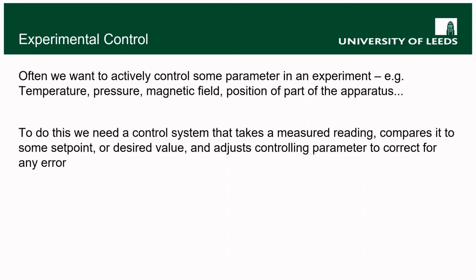To do this, you need some kind of control system that takes in some measurement reading, compares it to some kind of set point, and then computes some kind of control value, or adjusts some kind of controlling parameter, to try and correct for any deviation of the thing you're measuring from your desired value. And I'm going to introduce you to some of the common aspects that are used to do this.